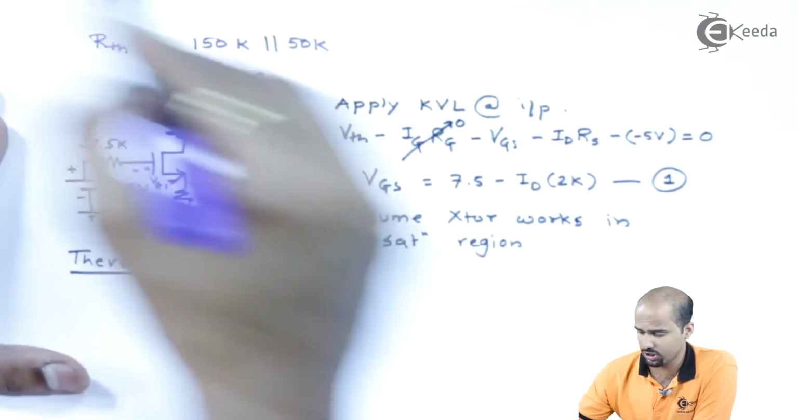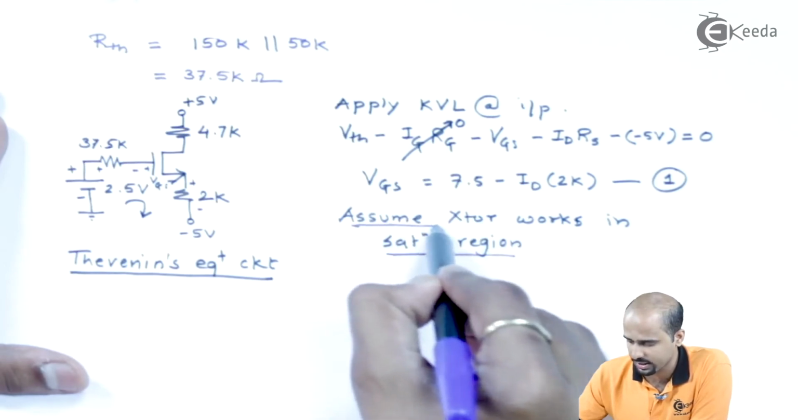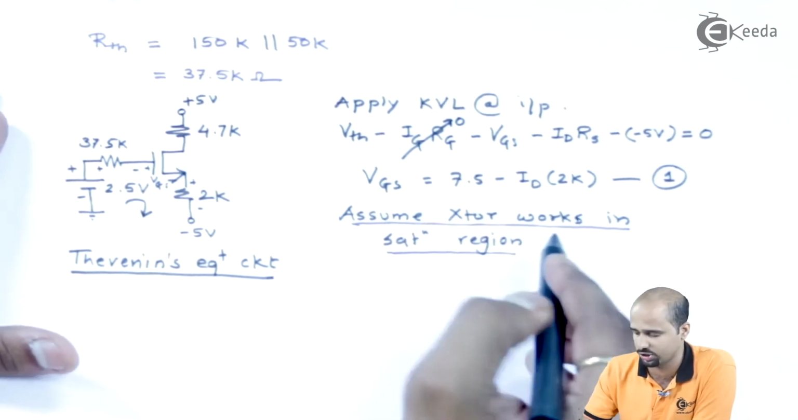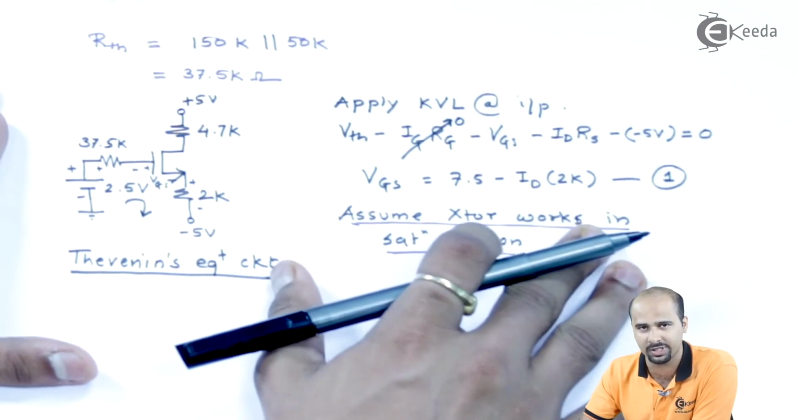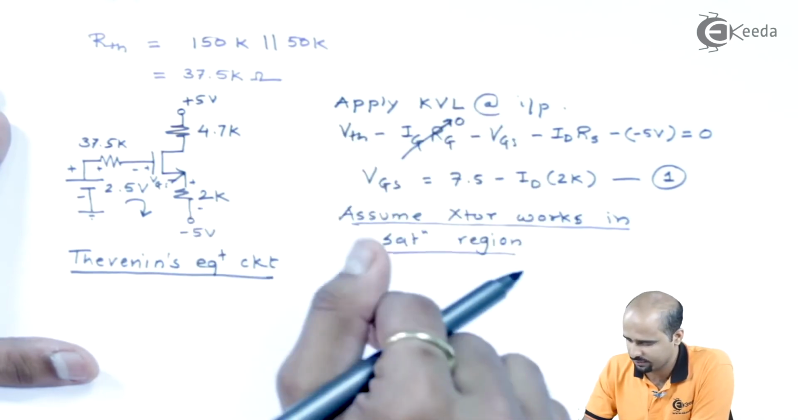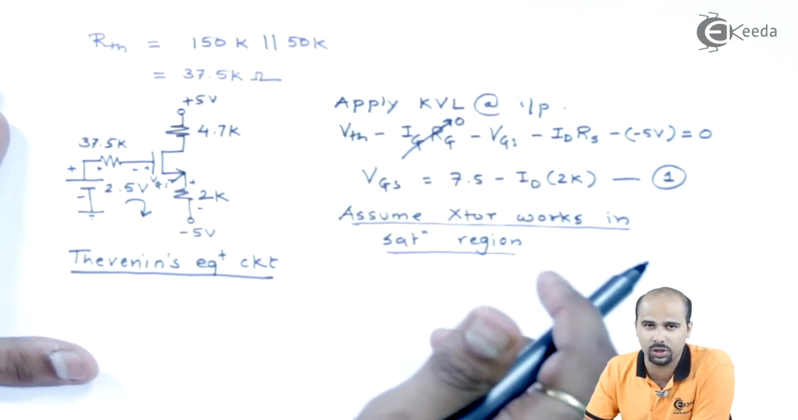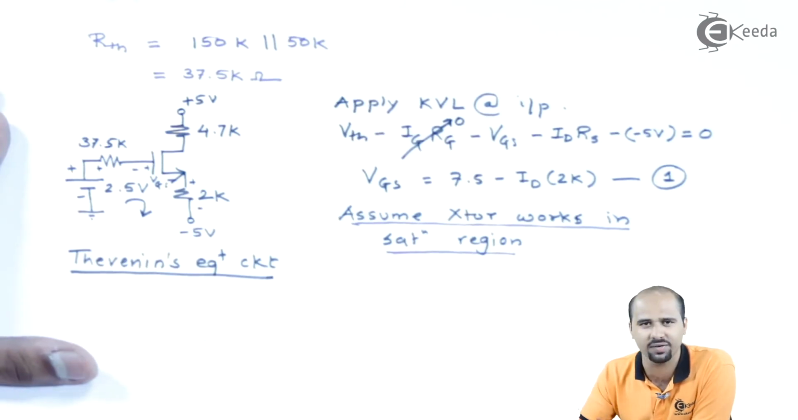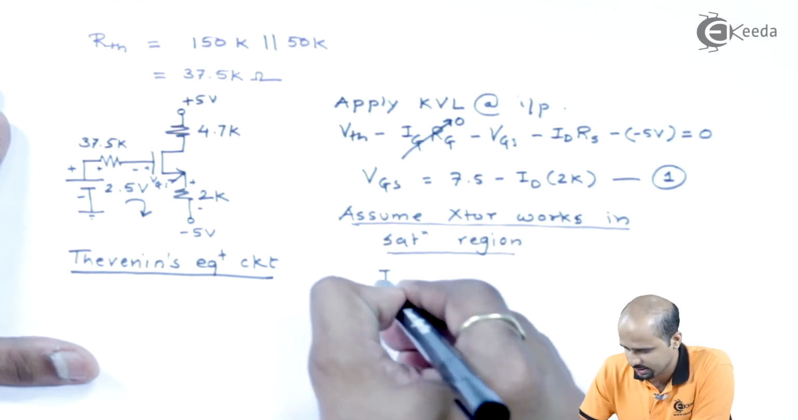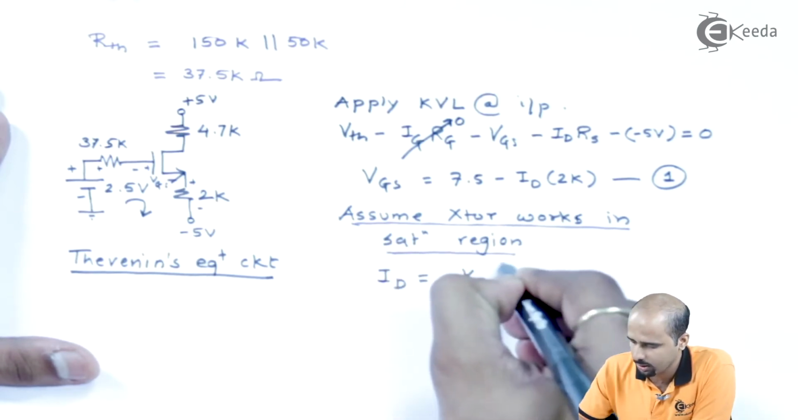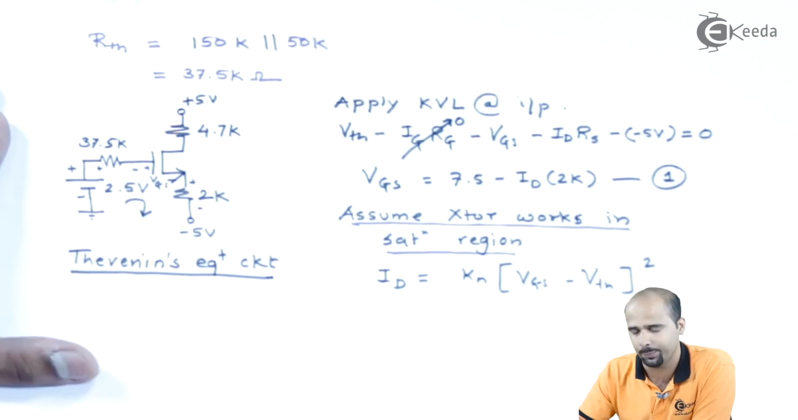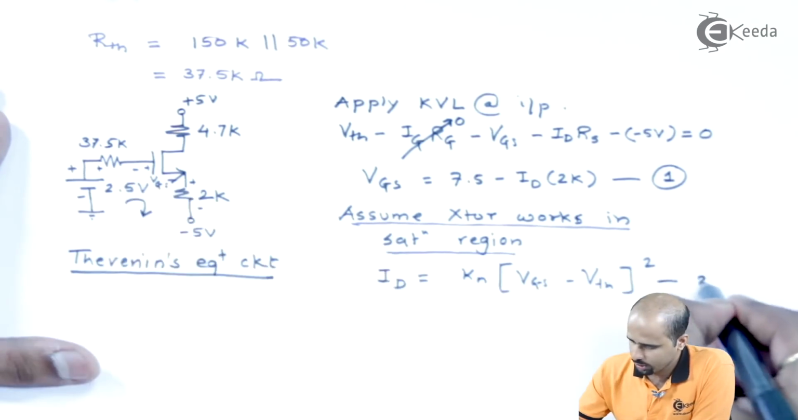We are making this assumption, keep this in mind: if we are not getting a satisfactory result after using this transistor in saturation region, then we'll come back to this point and assume it is in the linear region instead. In that case it is very difficult to work this circuit as an amplifier, of course, but as it is given in the numerical, we'll follow the steps. Okay, assume the transistor works in saturation region, then ID will become Kn into (VGS minus VTH) the whole square. This will be your equation number 2.